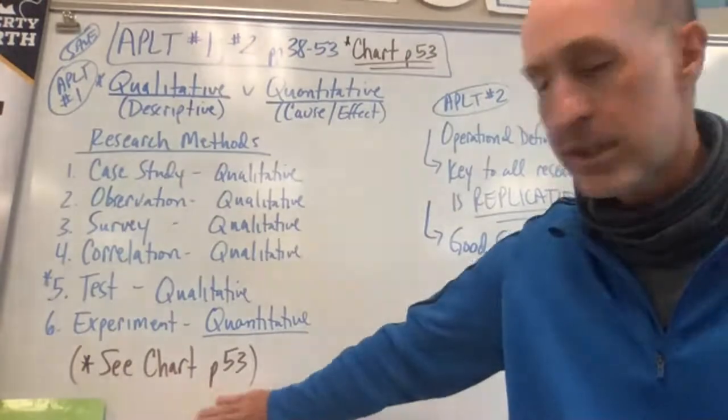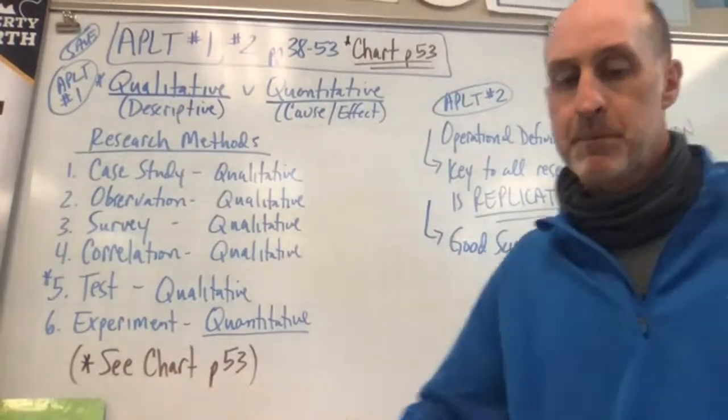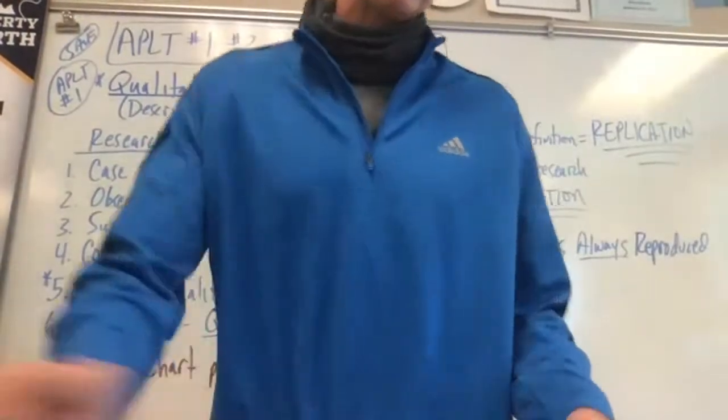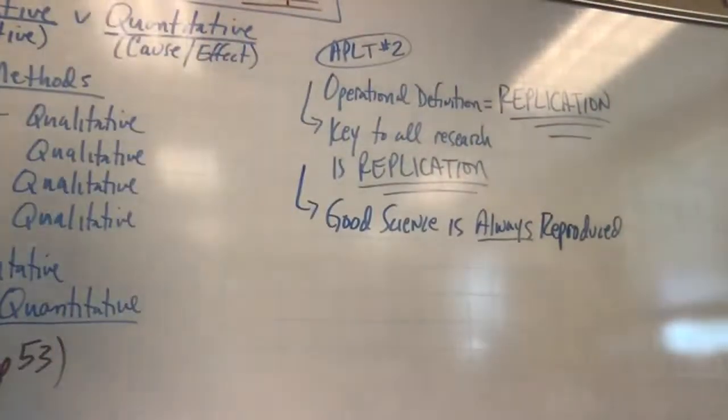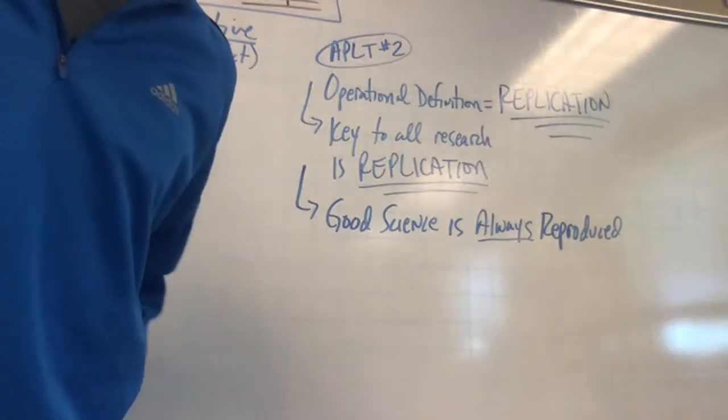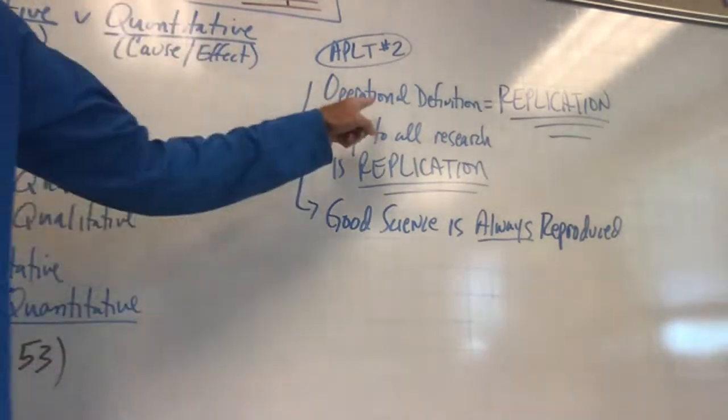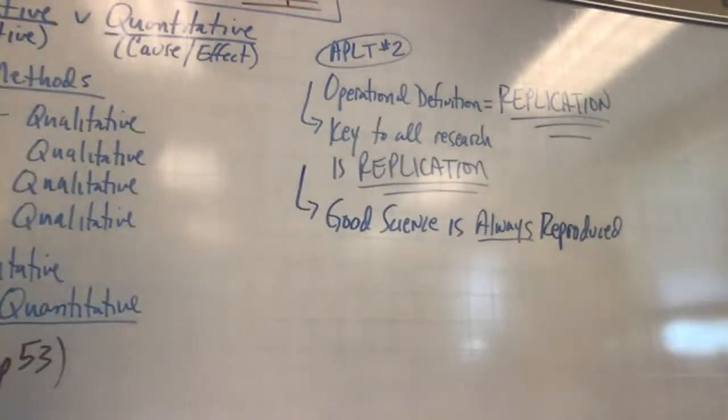All right, so once again, look at the chart on page 53, okay? For more information for learning target 1. All right, learning target number 2 is up here, right? And that basically states: discuss the value and reliance on operational definitions and measurements in research, okay?